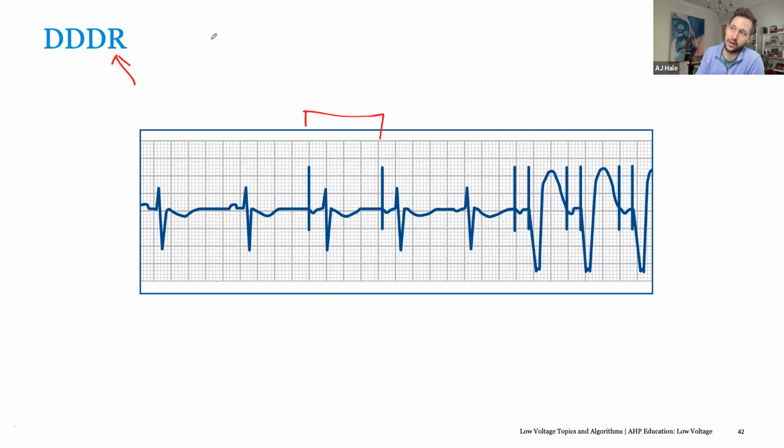But the big thing to remember here is that the fourth setting in the NBG code is just sensor-driven rate. So if you have patients set like this and they're asking you on the floor, why is their heart rate going 90 and we're pacing? It's probably because the sensor detects movement or something along those lines.